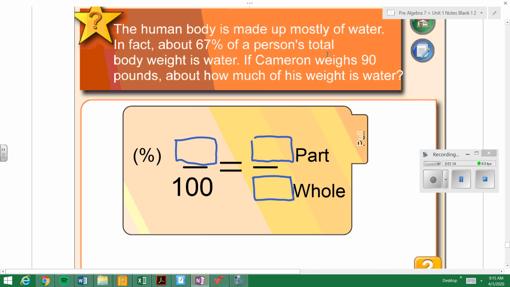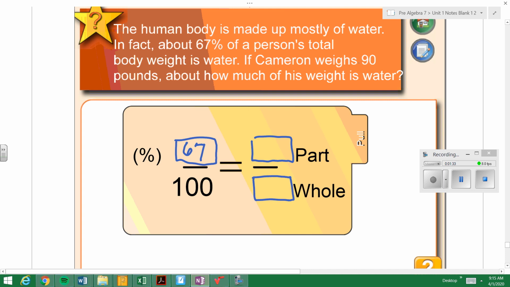Okay, and it should be pretty clear that this one, because 67% has the percent on it, the 67% of a total person's body weight goes over the 100. That is the percentage. Once again, don't put in the percent sign, especially when using the calculator, because that means the same thing as divide by 100.